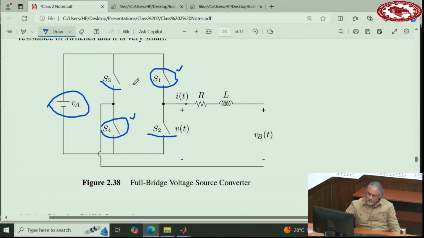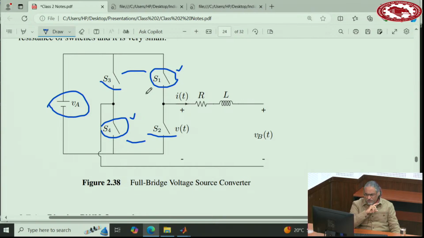That option is, if you turn on these two together and turn off these two at the same time. So what you will have, this terminal and this terminal, both of them connected to the same point, so the voltage is 0. And the same thing here. So these two new states or new operating modes are called zero states. So in unipolar PWM, we have two zero states, and we can benefit from these two zero states.